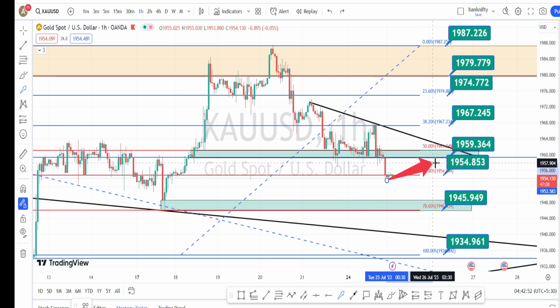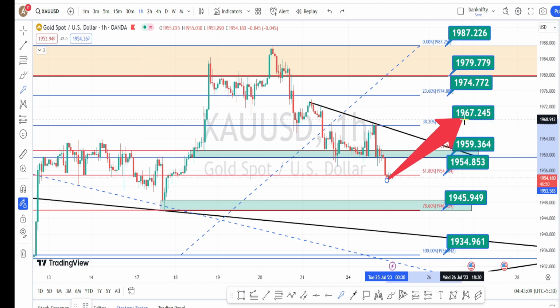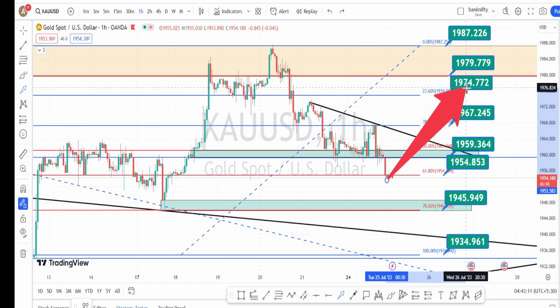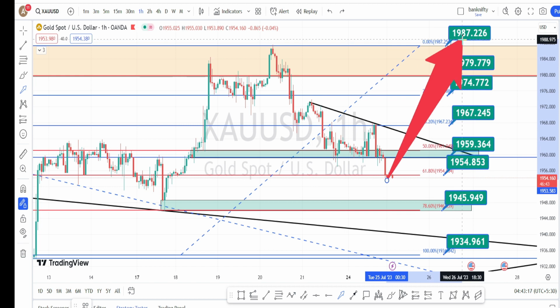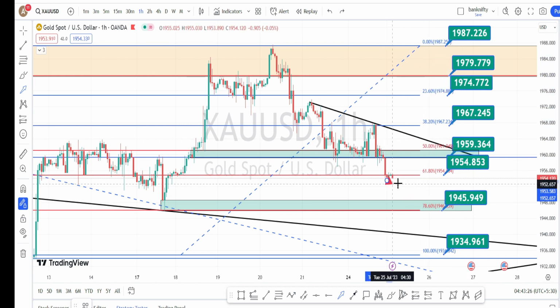And if the price action wants to bounce back on the bullish side retracement, first it has to break the current resistance zone, which is going to be around 1960, and only when the price action breaks this resistance zone, we can expect it to retest the previous resistance levels of 1967, 1974, 1979 and 1987. And for now, the current trend of the price action is still in a bearish trend.